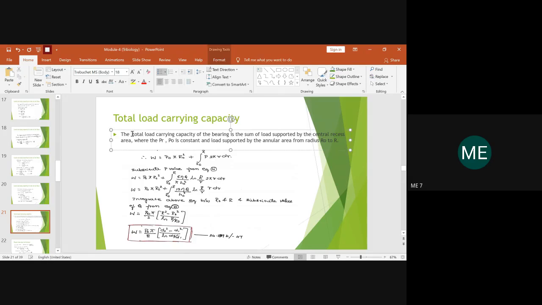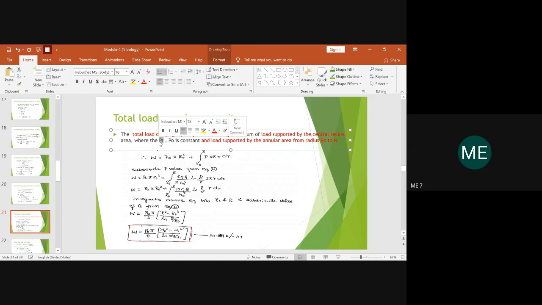So basically, you should understand the total load carrying capacity of a bearing is usually given by the summation of two parameters. What are those? It is the sum of the load supported by the central axis area and the load supported by the annular area from radius r0 to r. So you have two aspects. What is the load supported by the central axis area, which is nothing but PR.